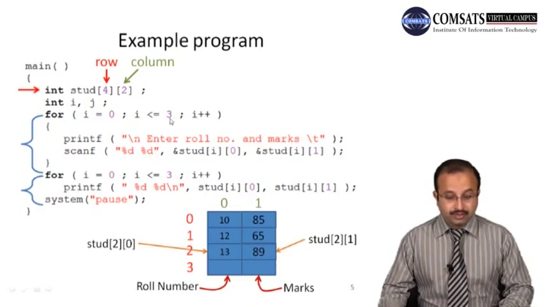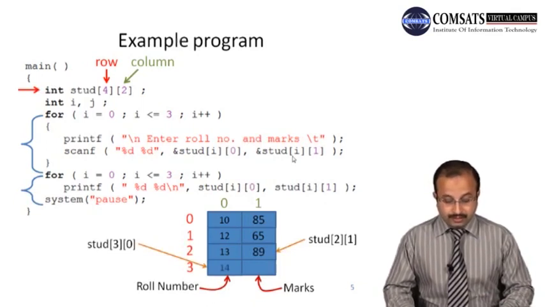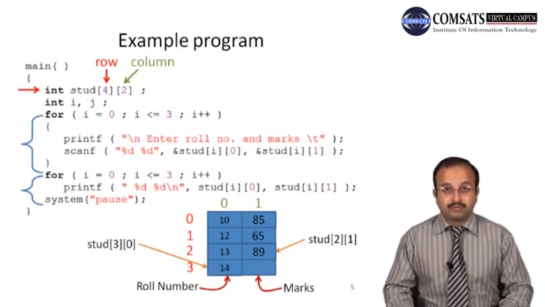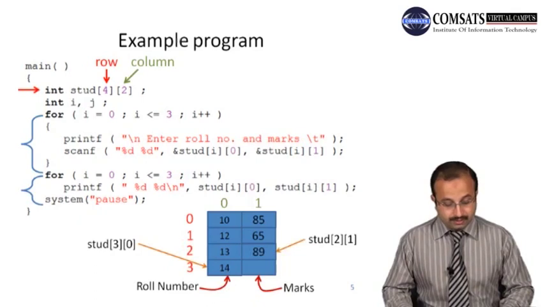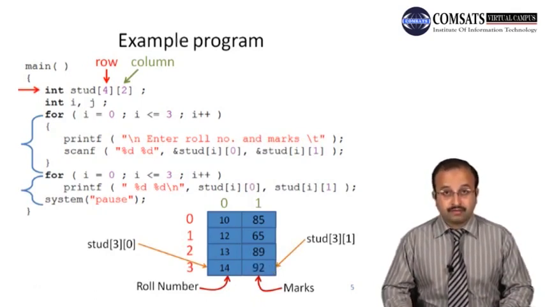So 3 less than or equal to 3, the condition is true. So this is the last time the loop will be executed. The message will be displayed again, enter roll number and marks, and this time the roll number is stored at stud30, and this is this element, and 14, let's say the user input, that will be stored at location 30, or 31 is this position you see in the figure, and let's say the user enters marks 92, that will be stored at place stud31.